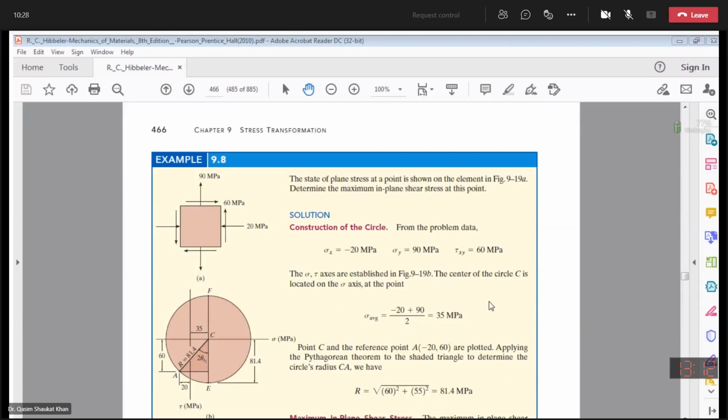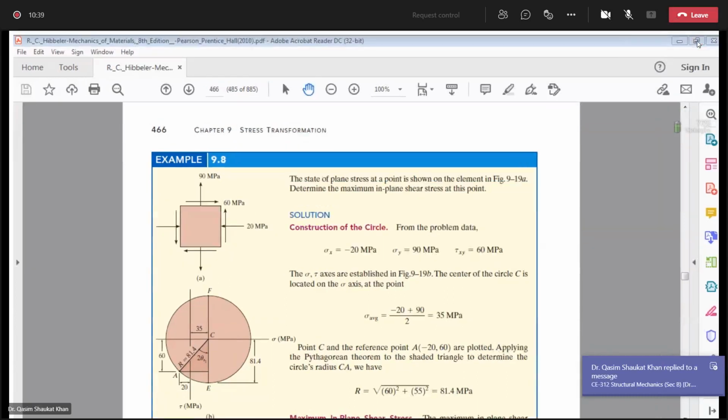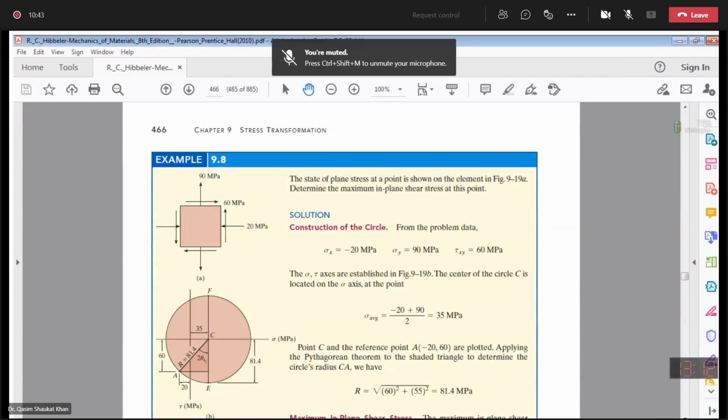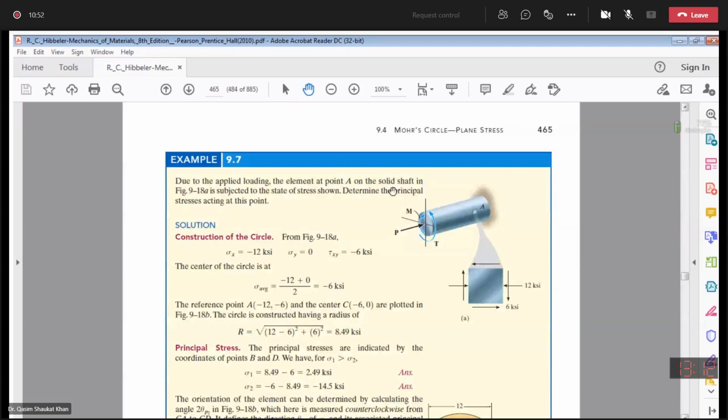Bismillahirrahmanirrahim. Let's start with today's lecture. Today we are going to do a numerical problem related to Mohr circle. Last time we studied how to construct a Mohr circle. So today we are going to do the numerical. Example 9.7 we are not going to do because that is in FPS system.